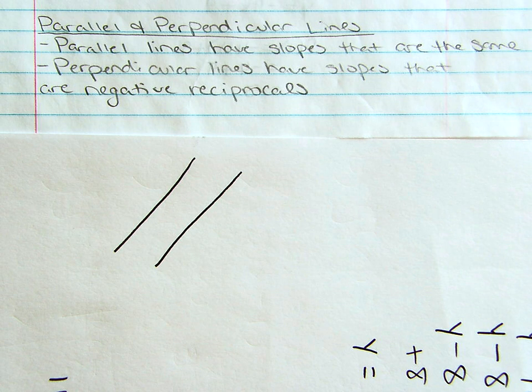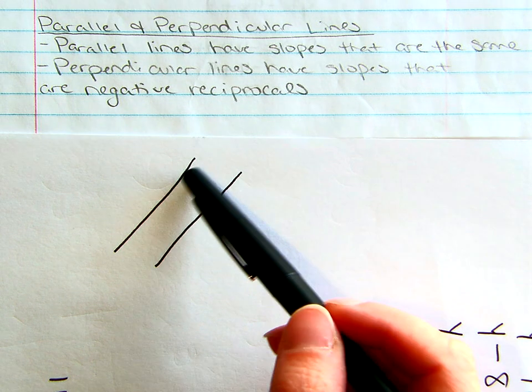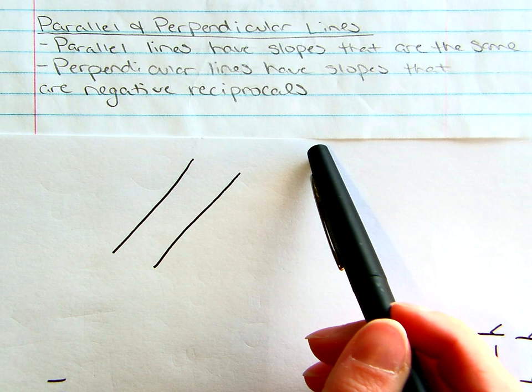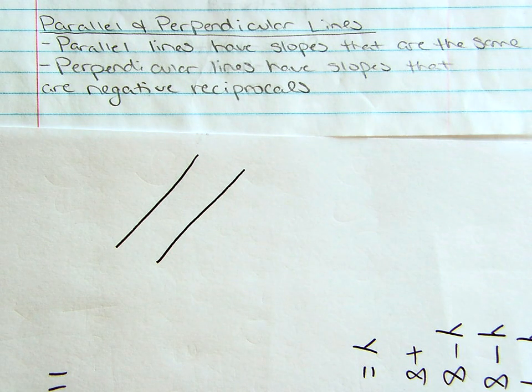Parallel lines have slopes that are the same. That's what makes them not ever cross, because at the same rate that this top line is moving up and over, the bottom line is moving up and over at the exact same rate. So it's just going to run right alongside of it, and it's never going to actually cross it.